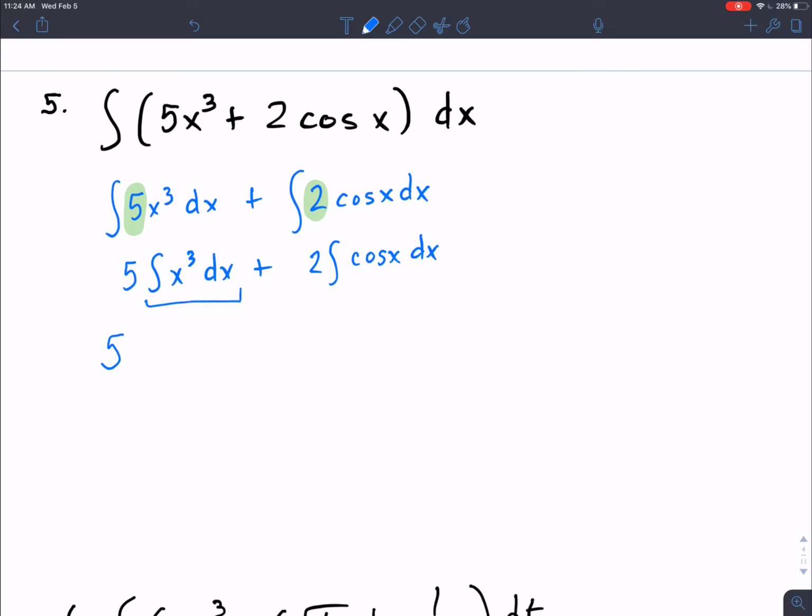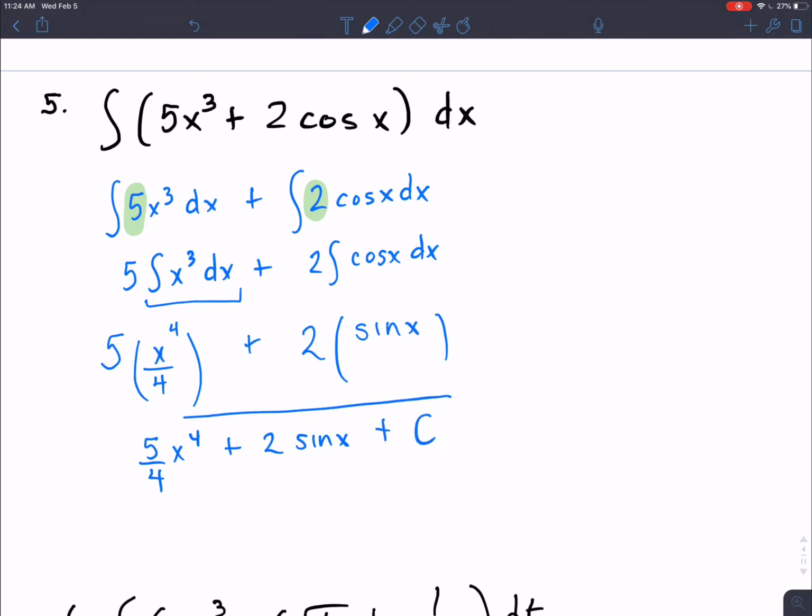So it's n plus 1 over n plus 1. So x to the n plus 1, so 3 plus 1 is 4, divide by 4, okay, and then of course we'll do the plus a constant at the end, and then I have that 2, and the antiderivative of cosine of x is just sine of x. And we'll simplify that, so you're just going to get 5/4 x to the 4th plus 2 sine of x, and then plus a constant. We must always remember at some point at the end to put in plus a constant.